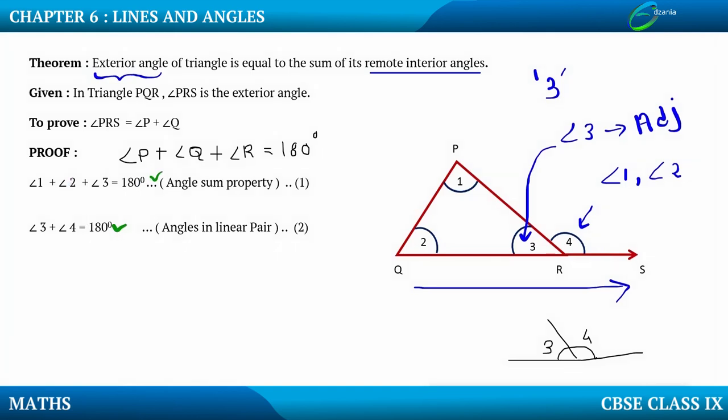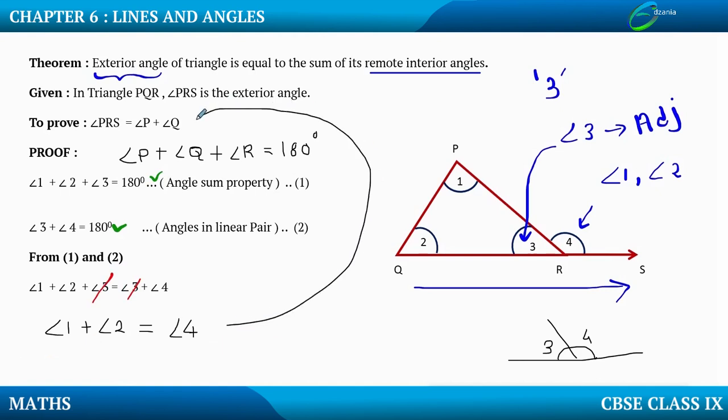So the next step I can write down angle 1 plus 2 plus 3 is equal to 3 plus 4. So clearly angle 3 and angle 3 gets cancelled. So angle 1 plus angle 2 is equal to angle 4. Hence we have proved it. Observe this step properly. Angle 4 is nothing but PRS. Angle 1 is angle P. Angle 2 is angle Q. So we have proved this.